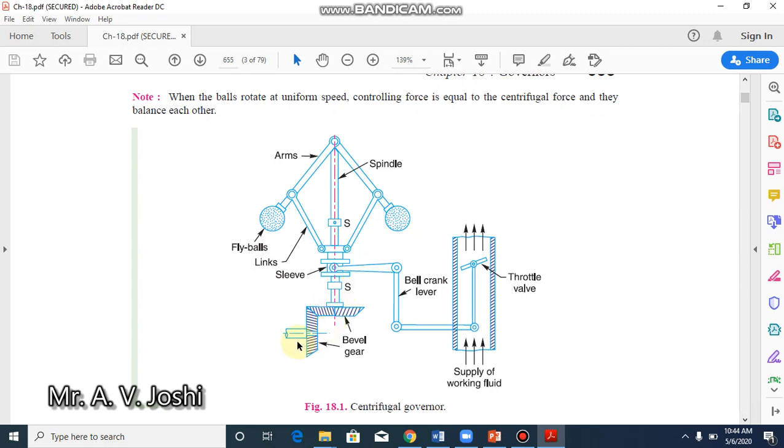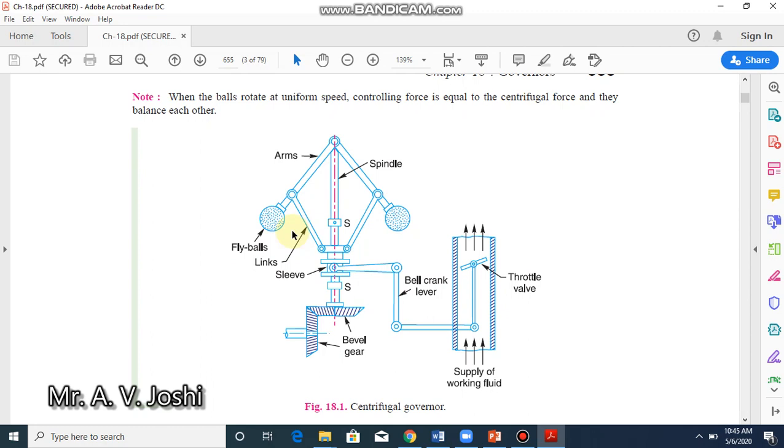As the speed of the engine shaft increases, it is transferred to the spindle of the governor with the help of this bevel gear. In the spindle of the governor, fly balls are assembled with the attachment of arms. So as the speed increases, the fly ball moves away from the spindle axis. This is the centrifugal force concept. In the Watt governor, you can follow the same diagram.